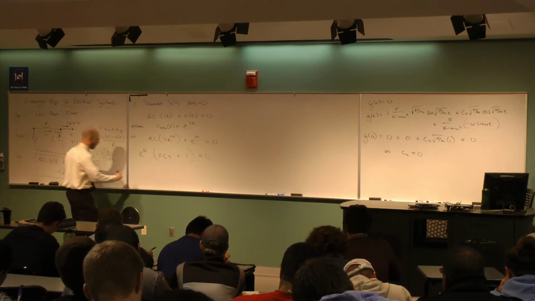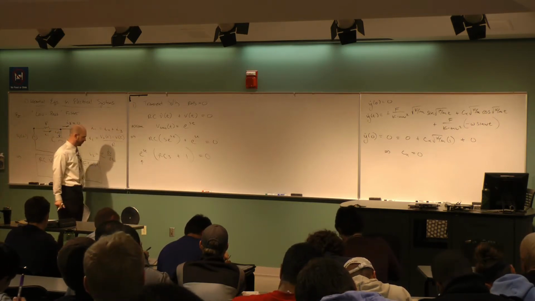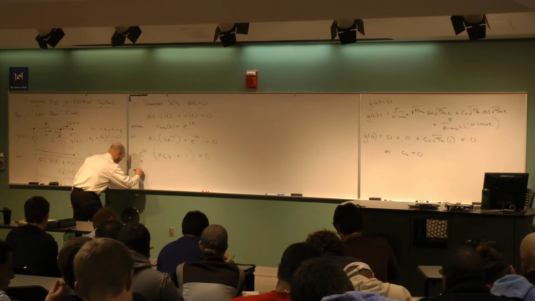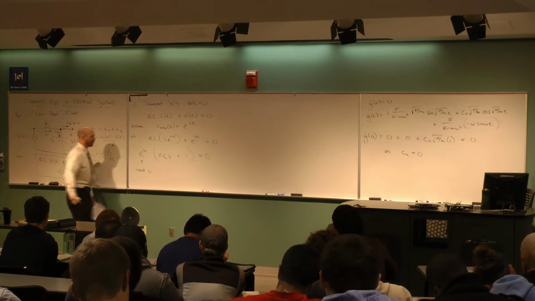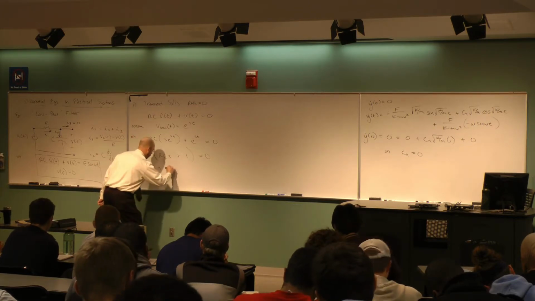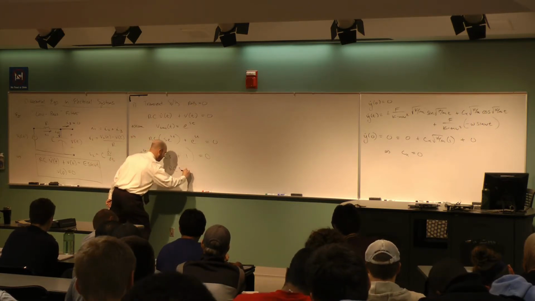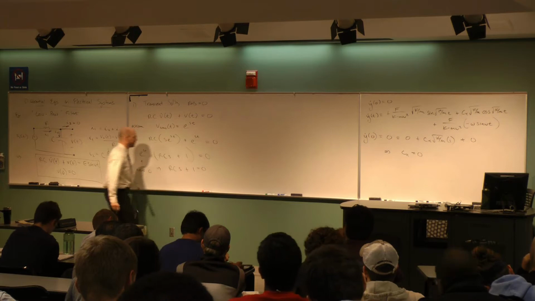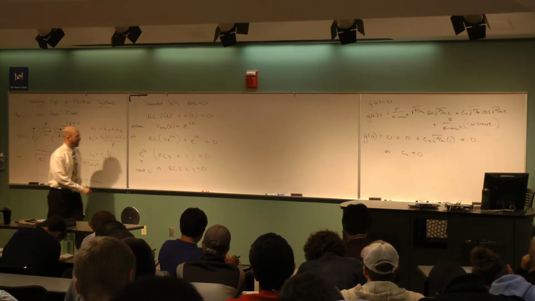What about this e to the st, is that ever 0? No, this is never 0. So the conclusion has to be that RC times S plus 1 equals 0, and that means that S is what?